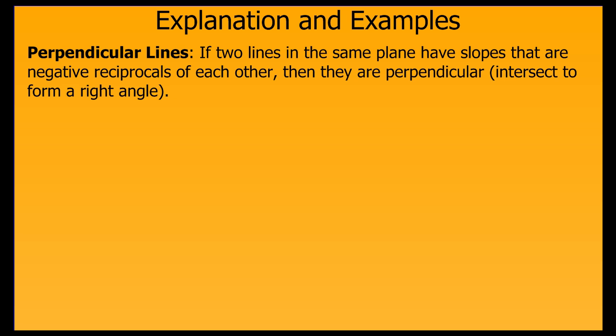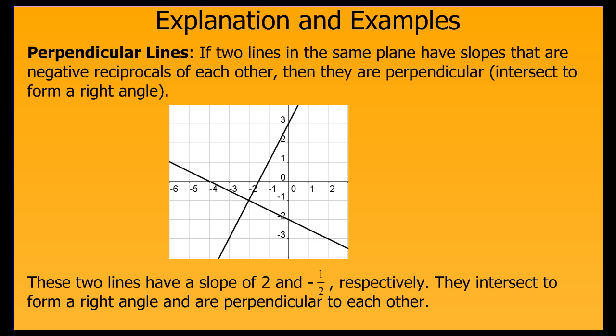The mathematical definition of perpendicular lines is, if two lines in the same plane have slopes that are negative reciprocals of each other, then they are perpendicular. Perpendicular lines intersect to create right angles. So, for example, these two perpendicular lines have a slope of 2 and of negative 1/2 respectively. 2 and negative 1/2 are negative reciprocals of each other, so the two lines are perpendicular and meet to form a right angle.